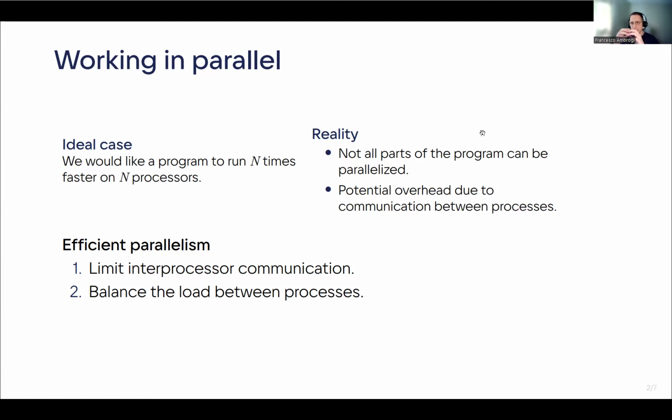So we highlight right away the two strategies for efficient parallelism. One is to limit the interprocessor communication. You would like basically almost no communication, if possible, between processors. Of course, that's not going to be possible in most cases, but you want to limit it as much as possible. And finally, you want to also balance the load between processes. We will see in a minute what this actually means.